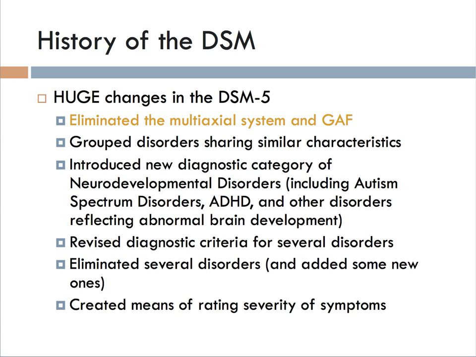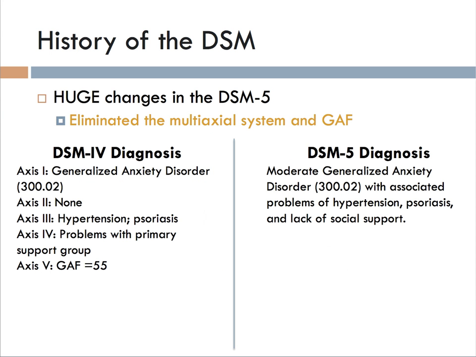Possibly one of the biggest changes we saw was that, as I mentioned, the multi-axial system and GAF were eliminated. And what that meant pragmatically was that if you take the same multi-axial diagnosis I explained earlier, according to the DSM-5, that would now be written as something like this: moderate generalized anxiety disorder with associated problems of hypertension, psoriasis, and lack of social support.